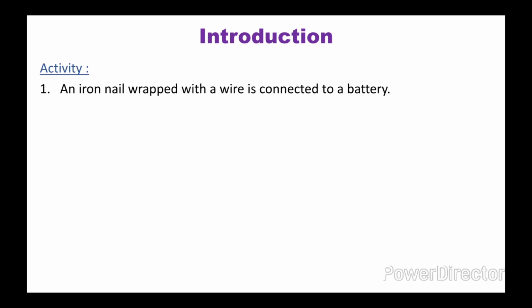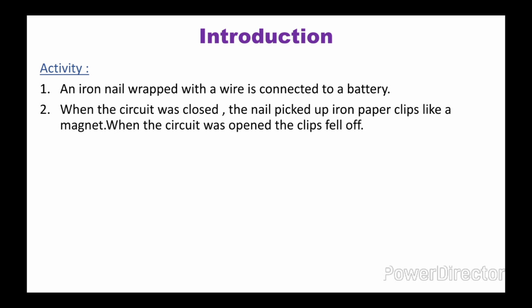For that what you require is an iron nail, wire and a battery. This is a very simple activity. You have to take an iron nail, wrap it with a wire and connect it to a battery. And you switch on the circuit. Switching on the circuit means the circuit must be closed. Then only does the current flow through that circuit.